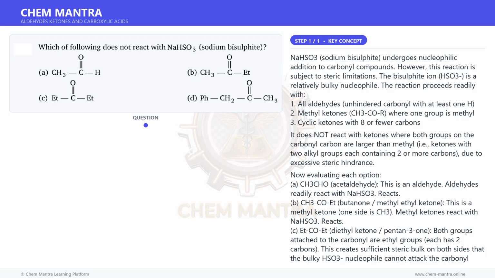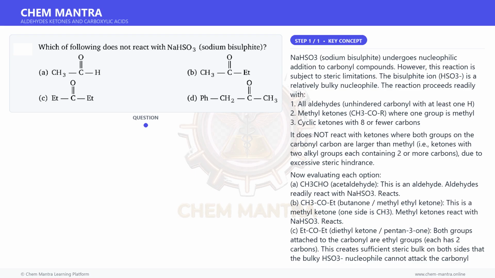The reaction proceeds readily with: 1. All aldehydes, unhindered carbonyls with at least one H. 2. Methyl ketones, CH3-CO-R, where one group is methyl. 3. Cyclic ketones with 8 or fewer carbons.